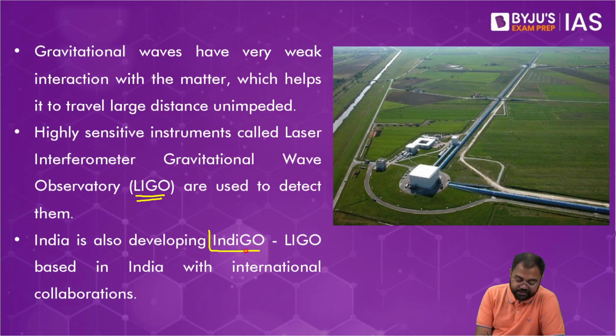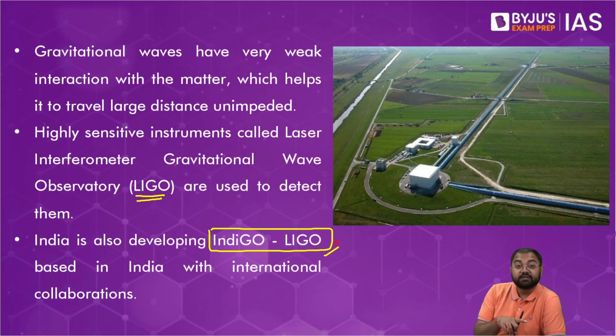And India is also developing a gravitational wave observatory called Indigo LIGO. So the name that has been given is Indigo LIGO. Now Indigo LIGO is something that we are building. Although this was announced almost, I think, in 2016 or 2017, when India announced that India will also be making its own gravitational wave observatory with the help of LIGO.